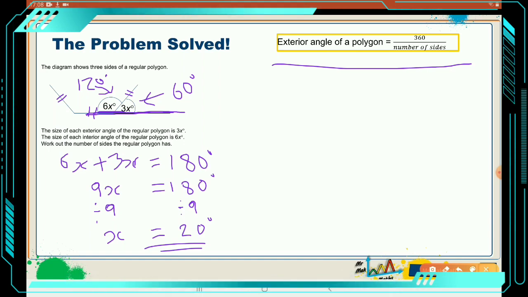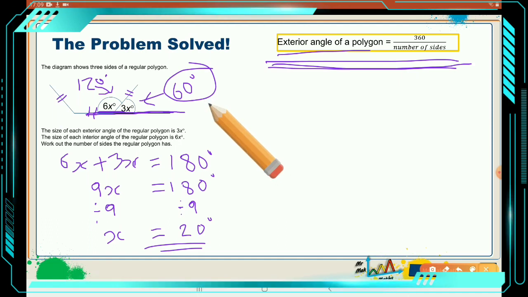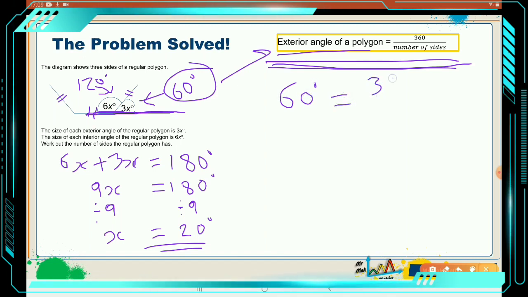So now that we know the two angles, we can start calculating using our formula here. Do we know the exterior angle? Yes, we do. The exterior angle is 60 degrees. So we can substitute that into the formula, just like this. We get 60 degrees equals 360 divided by the number of sides. I'm just going to put S for the number of sides here.